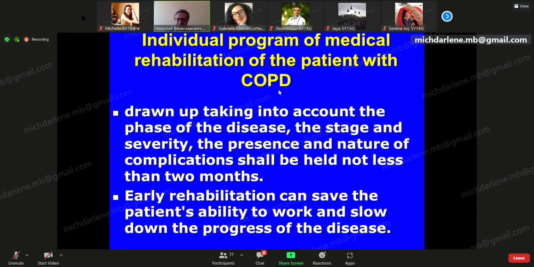pulmonary disease. This program is also composed taking into account the phase of the disease, or period of exacerbation or remission, stage or severity, presence and nature of complications, and not less than 2 months shall be held.